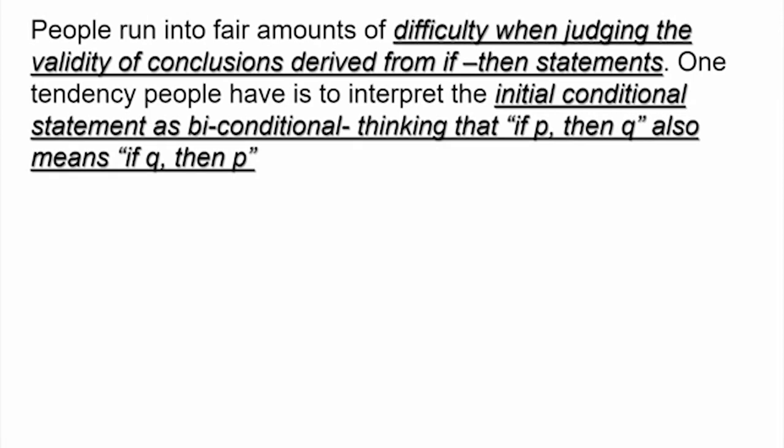People run into a lot of difficulty when judging the validity of conclusions derived from if-then statements. One tendency that people run into is called the biconditional, which basically means that if P then Q is wrongly interpreted as if Q then P. So, if somebody likes Winnie the Pooh, they are a sensitive person, if P then Q, people also judge a backward linkage to it, which means that all sensitive persons like Winnie the Pooh, whereas this statement does not at all say that people who are sensitive like Winnie the Pooh. It is a forward directional statement. It says that if P then Q, it never says that if Q then P. People make errors because they judge it in a backward sense, saying that if Q then P.